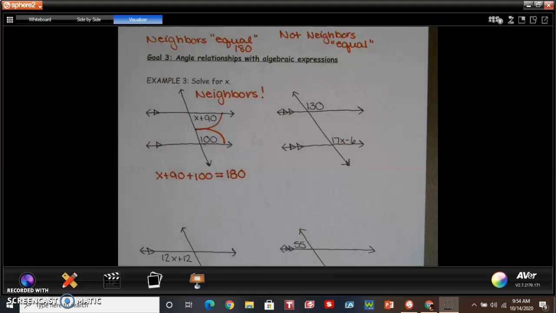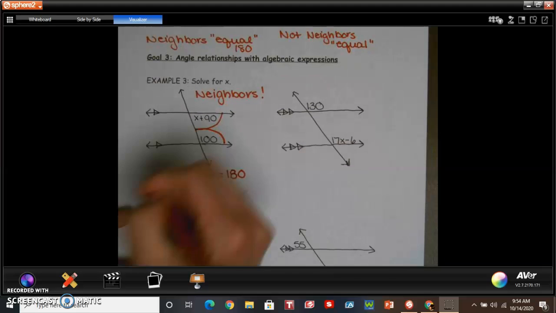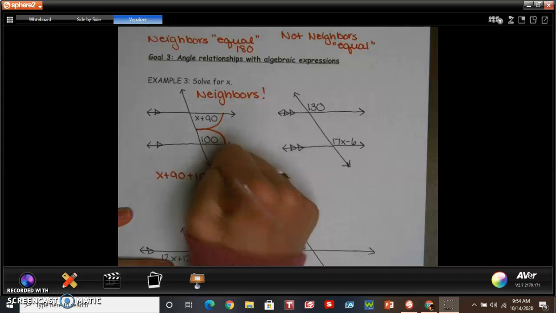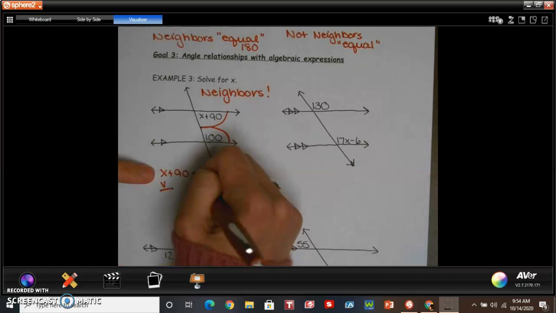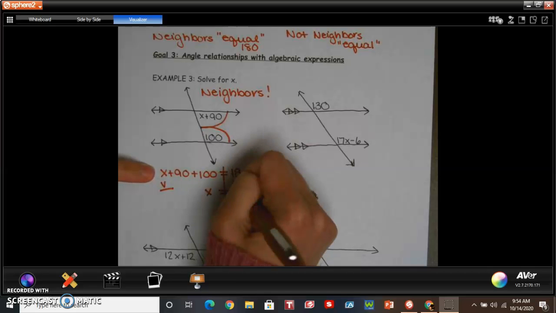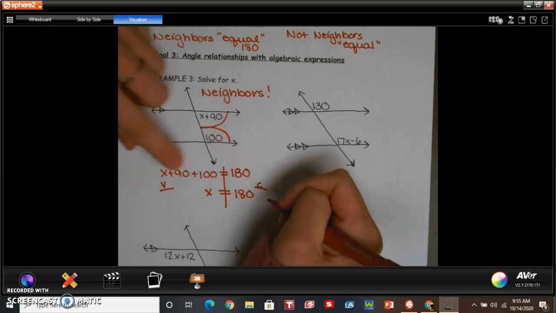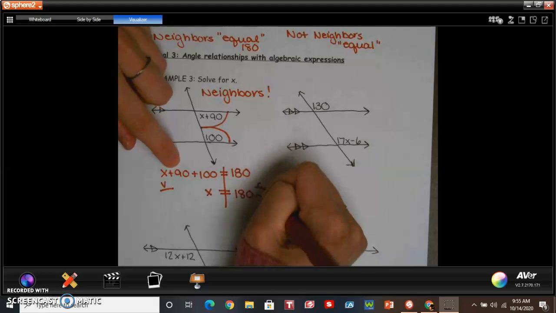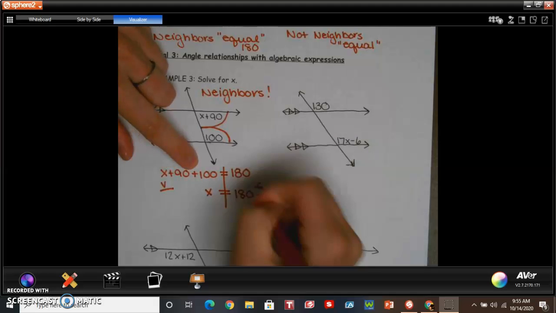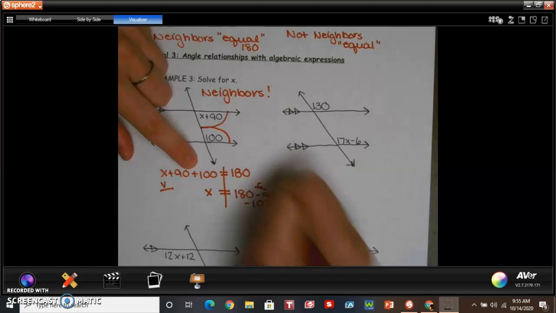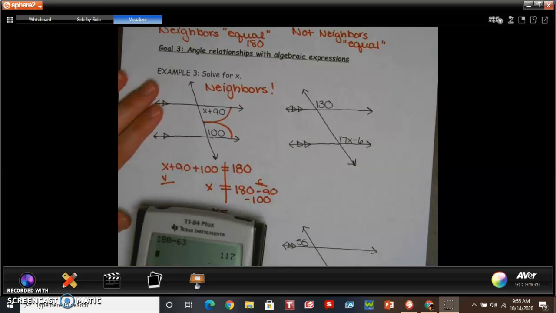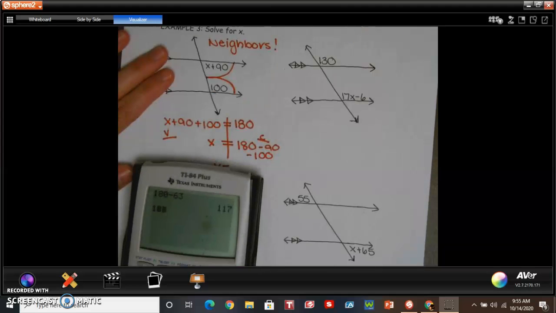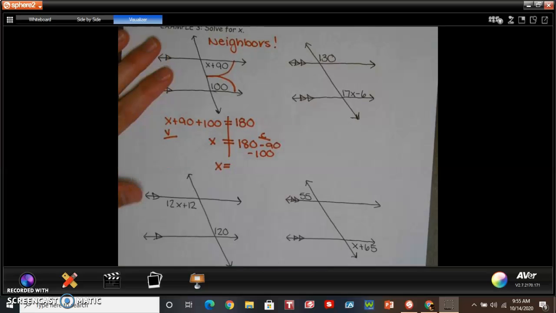All right, now we're simply going to solve for x. Let's go ahead and do our variables and constants. So our only variable is x. Our constants are 180. That's already over here. We need to move this 90 over, so we're going to subtract 90. We need to move this 100, so we're going to subtract 100. And we get x equals, I'm going to take my calculator, and I'm going to say 180 minus 90 minus 100, and I get negative 10 as my answer.